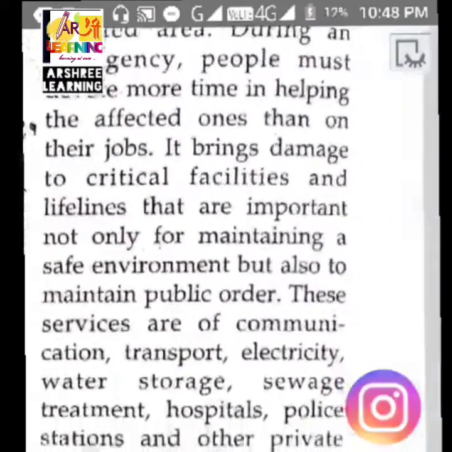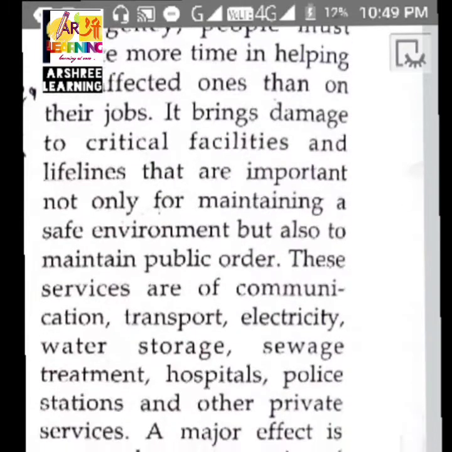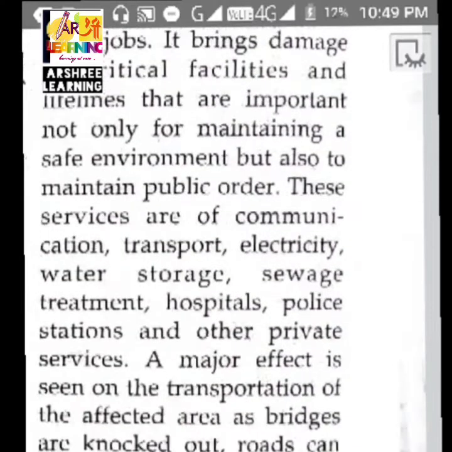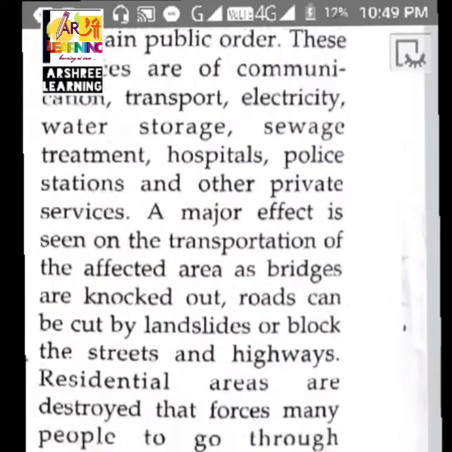The major effect of a disaster is seen on the transport of material in the affected area, because if there is a disaster, then the roads will be damaged and the transport material cannot be transferred from the place. So this is one of the major effects of the disaster.